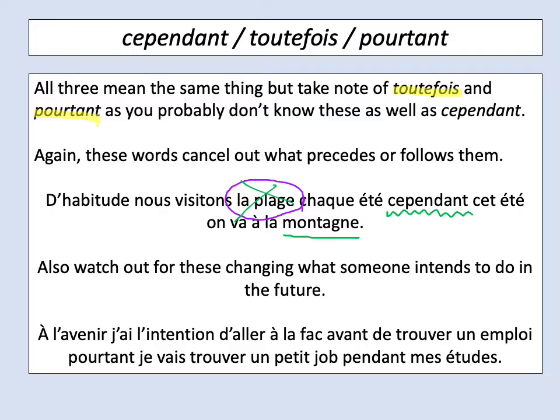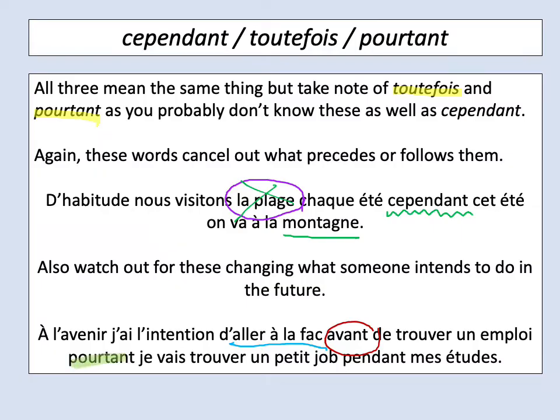So here, à l'avenir, j'ai l'intention d'aller à la fac avant de trouver un emploi. Pourtant, je vais trouver un petit job pendant mes études. So in this instance, we've got the person saying what they intend to do in the future. So they want to go to university before they find a job. So one of the options might be that this person doesn't want to find a job, and you've gone, okay, they want to go to uni before they find a job. They don't want to get a job. You put that as your answer, you're all happy, and you're ready to move on to the next question.